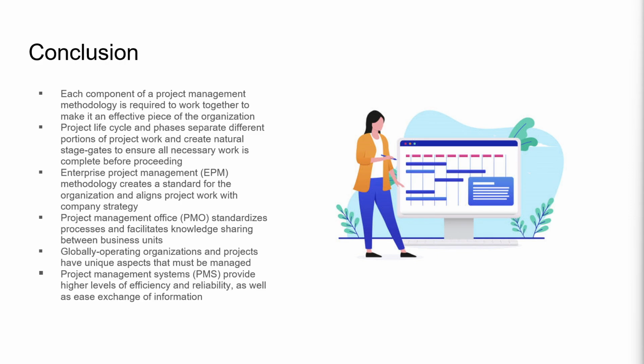The PMO standardizes processes and facilitates knowledge sharing between the business units. When organizations operate on a global scale, facets of the EPM and PMO must be adapted to ensure projects are managed properly on a global level. Finally, a PMS provides project managers with higher levels of efficiency and reliability and enables an easier exchange of information across the organization. The cited references will follow shortly.